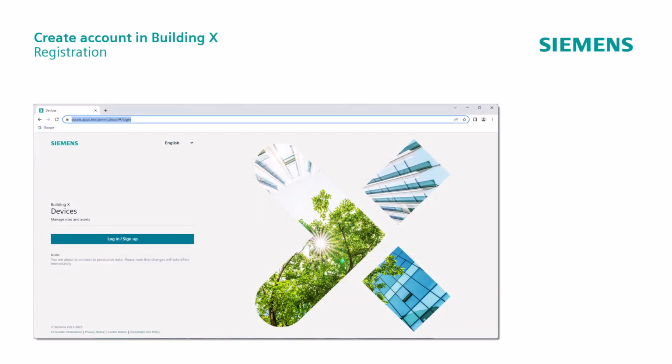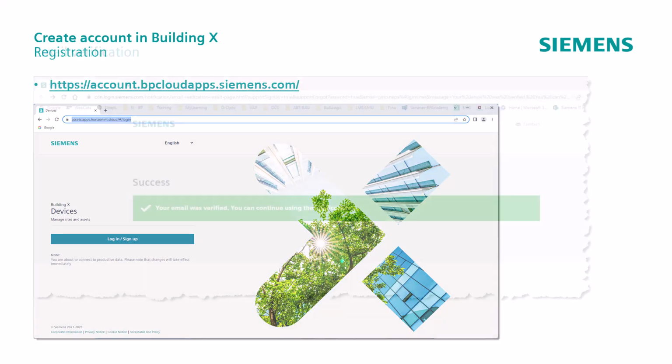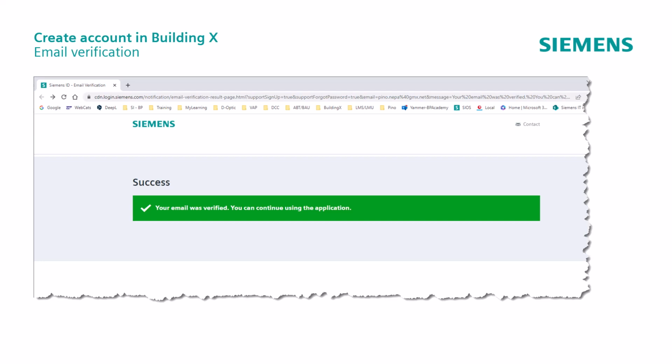We need to register in Building X, if we have not already done so. Building X enables administrators to manage projects easily, providing a clear view of an organization, along with its associated users and devices. It is recommended that each building owner register their devices under their own unique organization. We use the following link to access Building X. For the new registration, an email address is necessary for verification purposes. After the verification is successful, you can continue using the application.